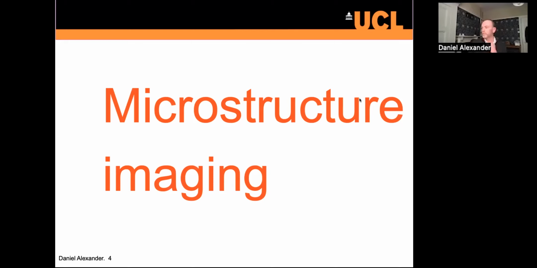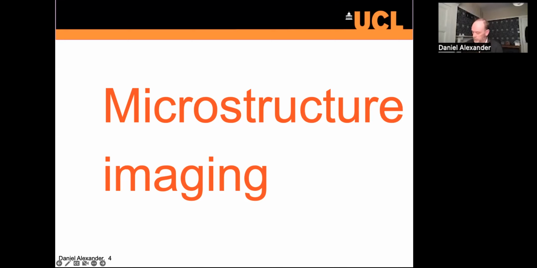So the first topic I'll mention is the idea of microstructure imaging. This is a model-based imaging paradigm where, sorry, I'm just going to minimize that. Okay, thank you. Model-based imaging paradigm where we try to quantify and map microstructural features of tissue over an image.